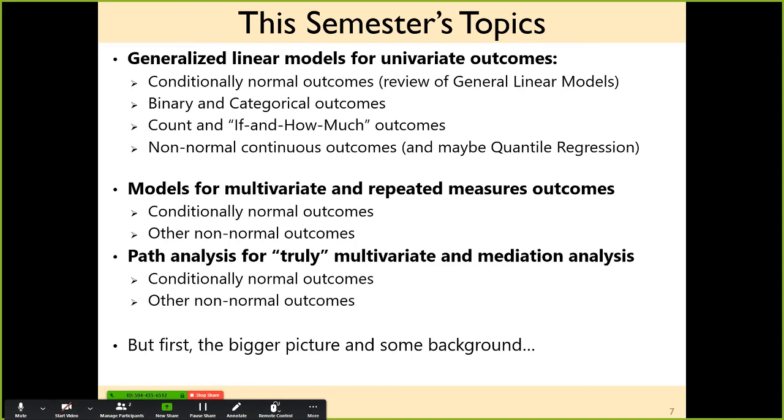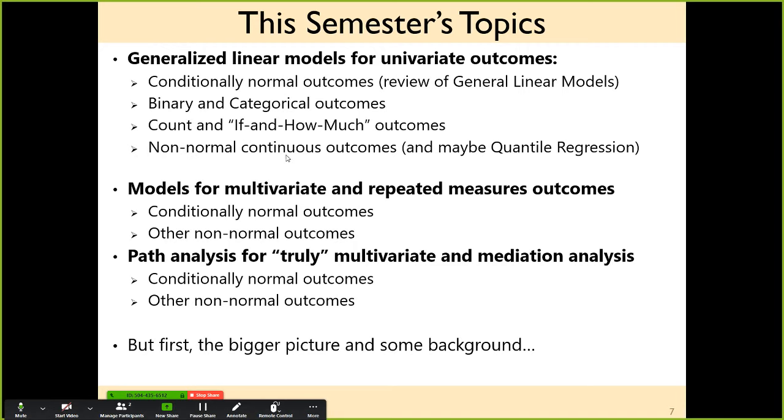This is my term, "if and how much" types of outcomes. Like if I gave a survey to you guys, how many cigarettes have you smoked today? Right? The non-smokers would just have a pile of zeros, and then the smokers would have some distribution. There's a lot of variables that look like that. I call them "if and how much," and there are models that are designed to fit them very well.